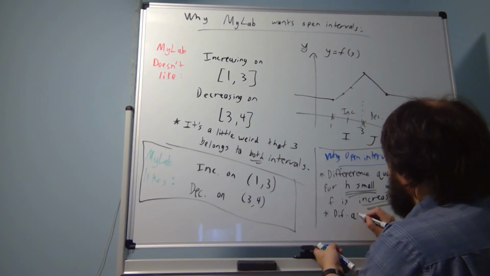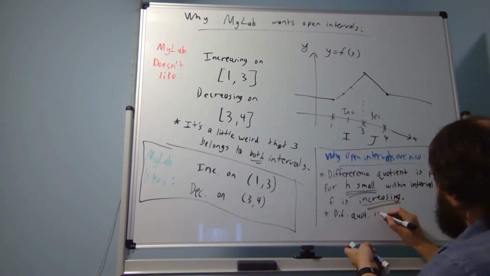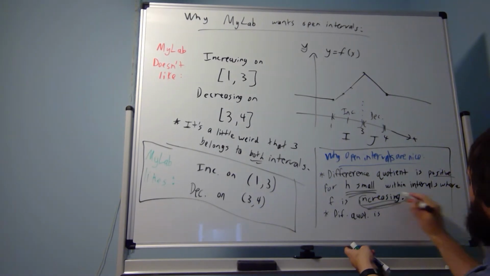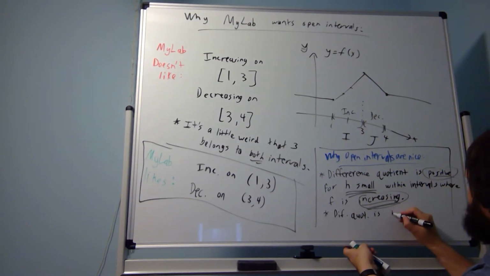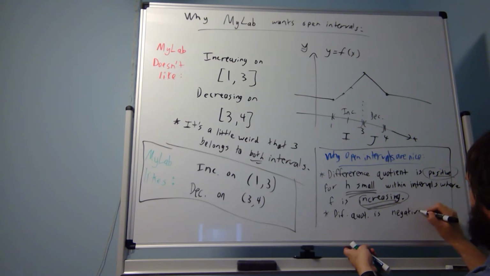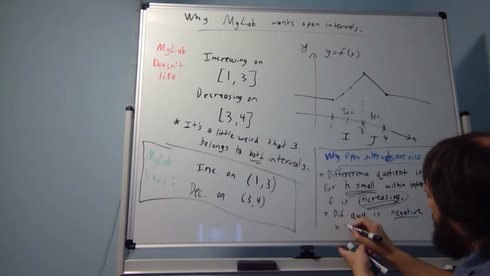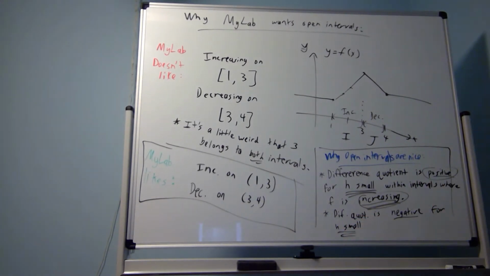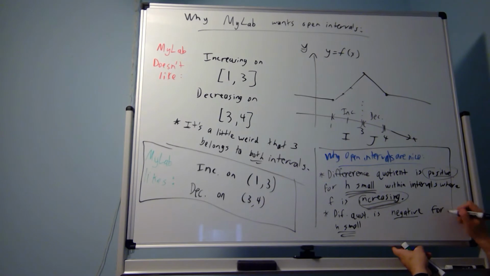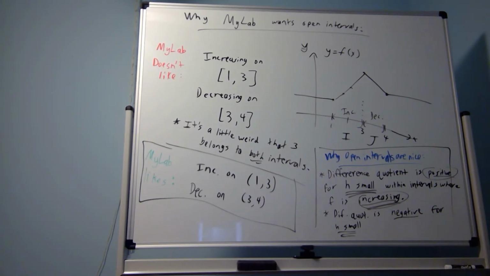So the difference quotient is negative for, well, in calculus you're in situations where you want to think of h being very small. That's what happens when you change the function by a very small amount. Are we going up or are we going down?